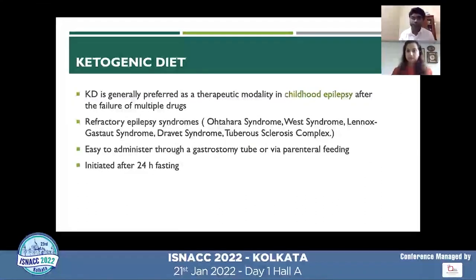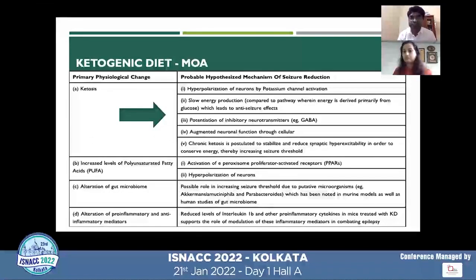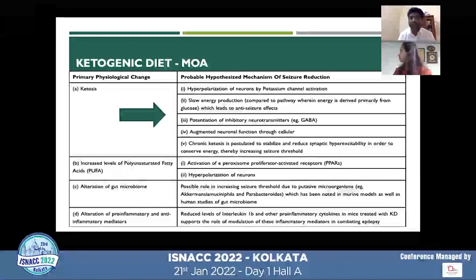Ketogenic diet. Now, this treatment is preferred in childhood epilepsy after multiple drugs have failed, and in many of the refractory epilepsy syndromes. It is easy to administer through a gastrostomy tube or parenteral feeding, and it is initiated after 24 hours of fasting. How is it postulated to help? Probably by potentiation of inhibitory neurotransmission, augmentation of neuronal function at the cellular level, and hyperpolarization of the neurons through potassium channels. Chronic ketosis is postulated to stabilize and reduce synaptic hyperexcitability, thereby increasing the seizure threshold.